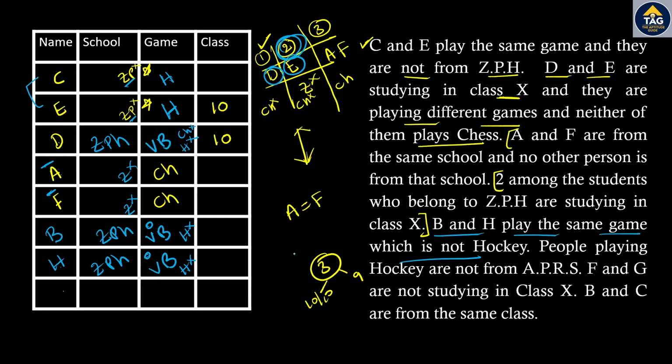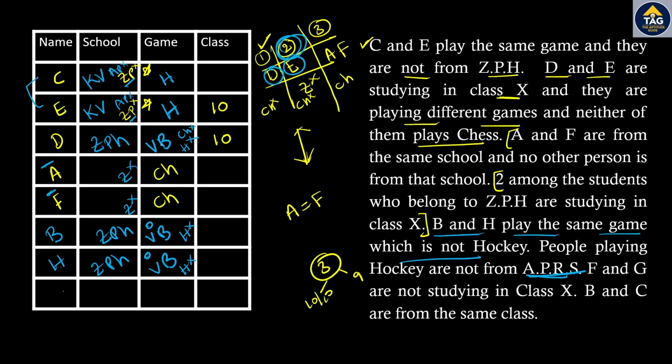People playing hockey are not from APRS. Here, C and E are playing hockey, they should not be from APRS. Previously, it's mentioned that these two are not from ZPH as well. So it's not ZPH, it's not APRS, so it has to be KV. C belongs to KV, even E belongs to KV. So people playing hockey are from KV.